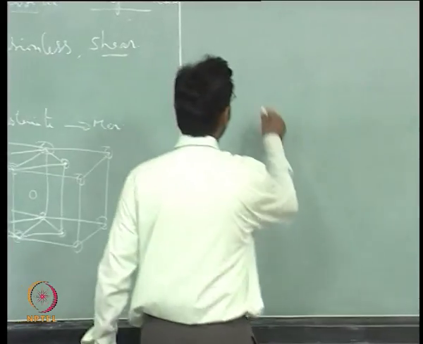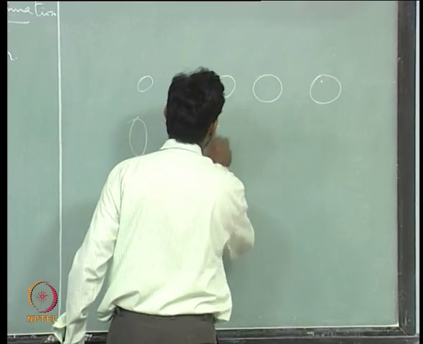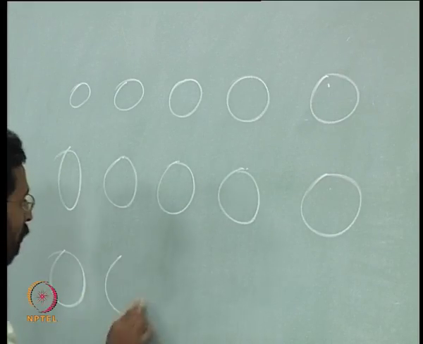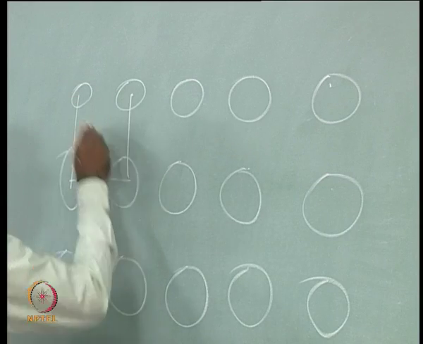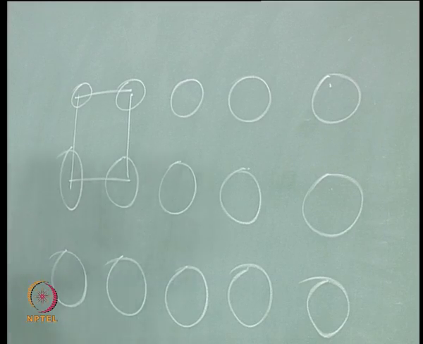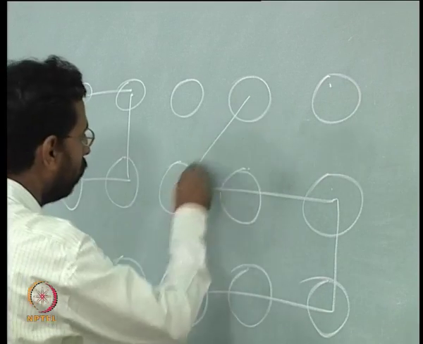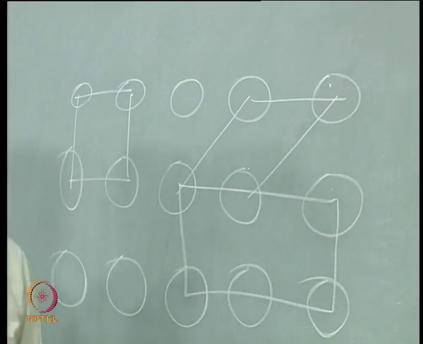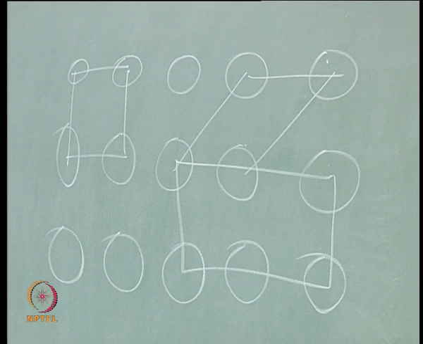When the atoms, I give you a simple example. A 2-dimensional unit cell. Imagine all the atoms are of the same size, it is the same type of atoms, and you have a 2-dimensional unit cell. Now the question is, I can choose this as a unit cell, I can choose this as a unit cell, I can choose this as a unit cell. So I have shown you 3 possibilities. One can imagine innumerable possibilities. Which one should I choose as a unit cell?